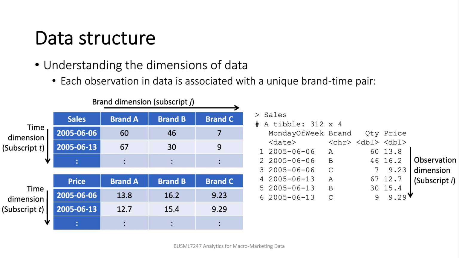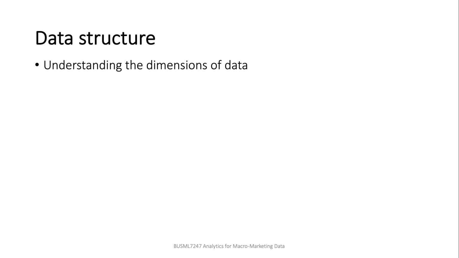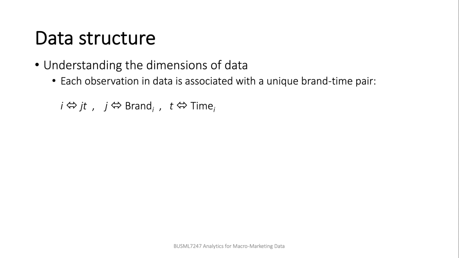The dataset is actually unidimensional, and let's say this dimension is the observation dimension, denoted subscript I. Instead, each observation contains information of the two dimensions. So for example, observation 1 has the data of brand equal to A and time equal to June 6, 2005. That is, we have the following correspondence. An observation I is corresponding to a unique brand-time pair, J and T. The brand and time variables give us which brand and time the observation is associated with.